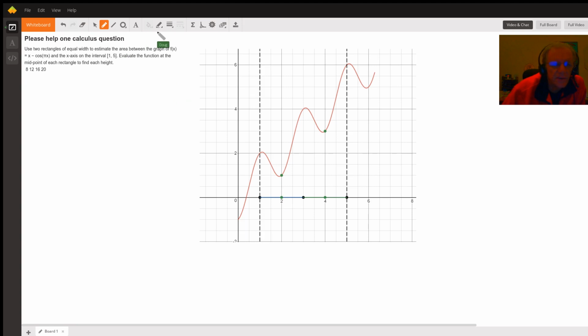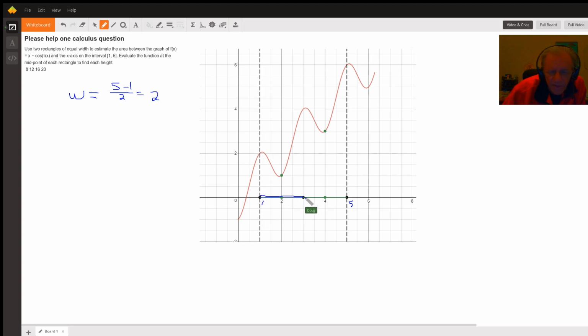So that's this pair of points here. Here's 1 and here's 5. And we're supposed to use two rectangles. What does that mean? Well, the length of that interval from 1 to 5 is 4. So we could say the width of each subinterval is 5 minus 1, the distance between 5 and 1, divided by 2, since we want two rectangles. So that tells us that the width of each rectangle will be 2.